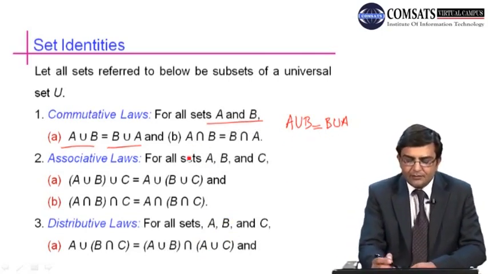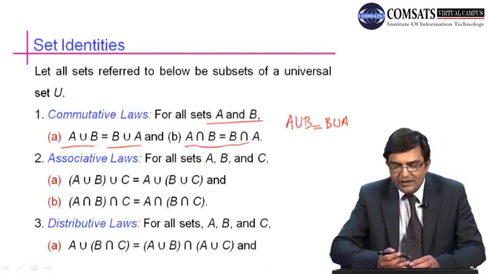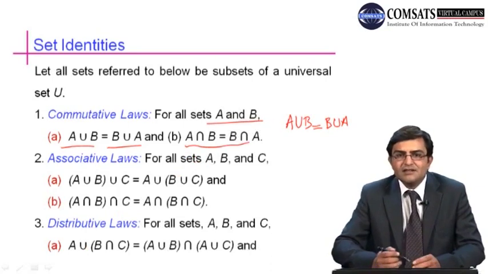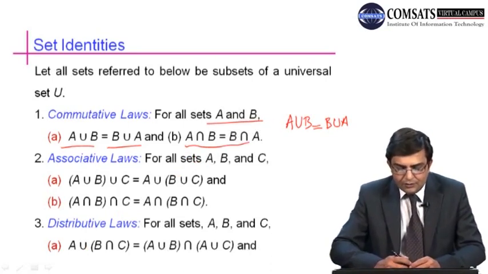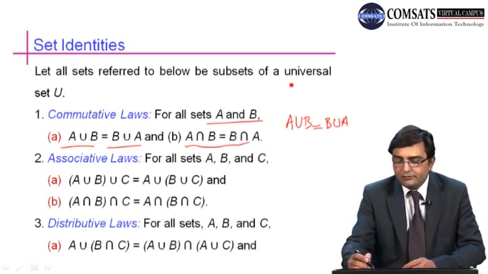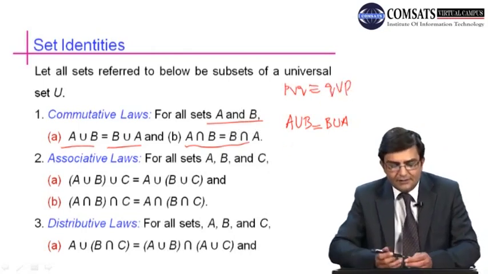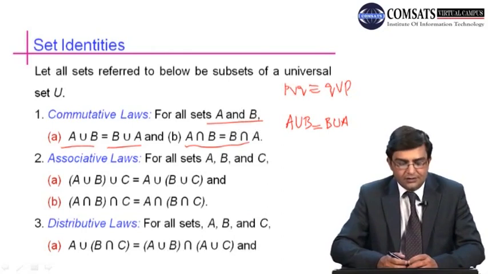Similarly, the same is the case for the intersection. A intersection B is the same as B intersection A. So this is called the commutative law of sets. As we have studied the commutative law in propositions, P or Q is logically equivalent to Q or P. So this is the same as we have studied in logic.